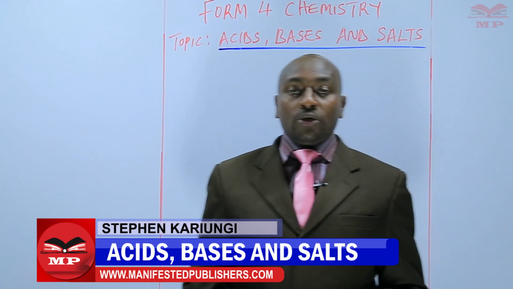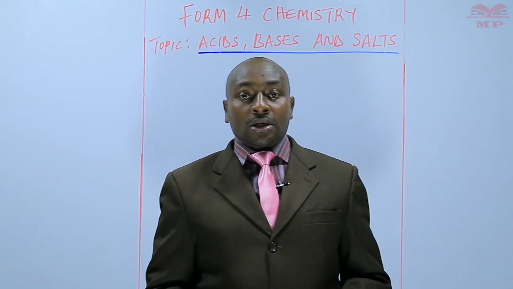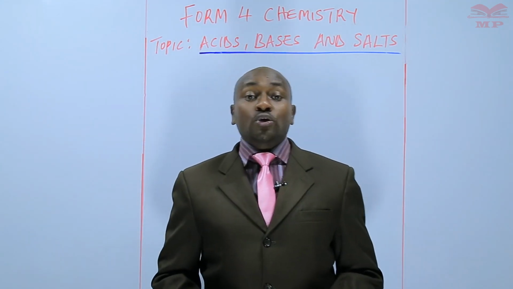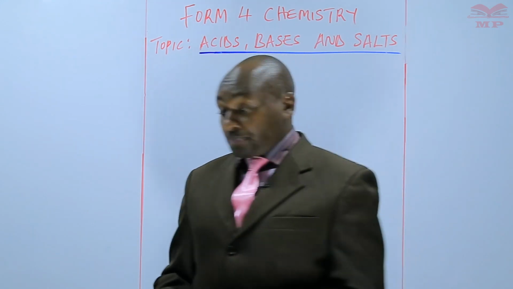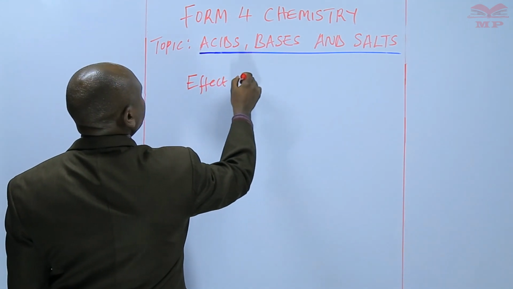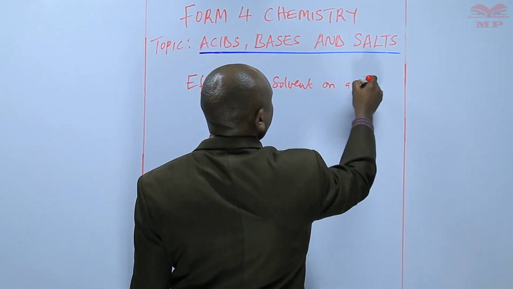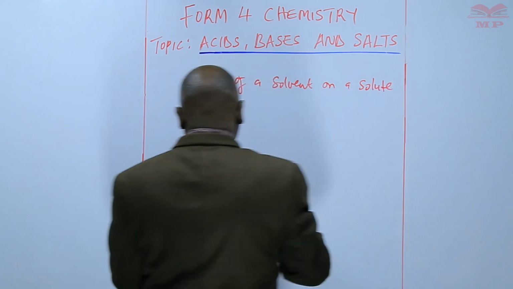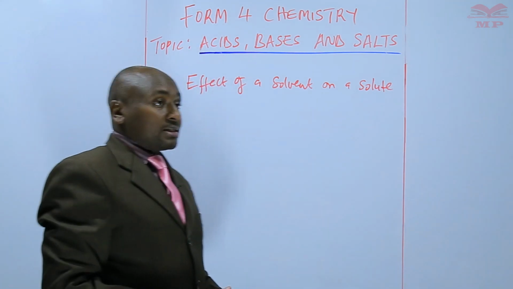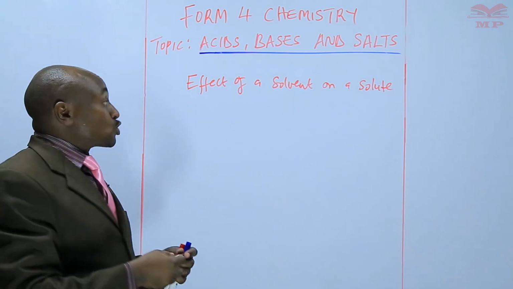Today we continue with our topic of discussion in Form 4 chemistry. The topic is acids, bases and salts. So today I would like us to learn about the effect of a solvent on a solute. To understand the effect of a solvent on a solute, it is important first of all to ask ourselves what is a solvent and what is a solute.